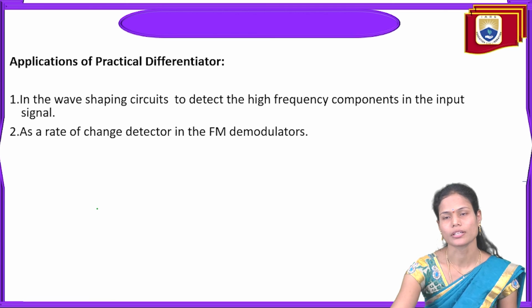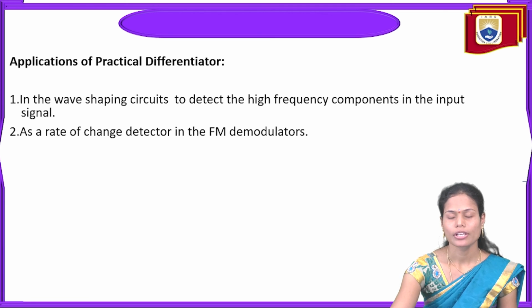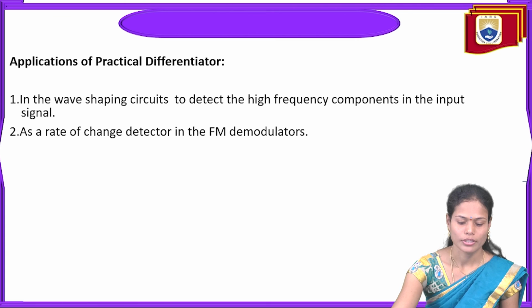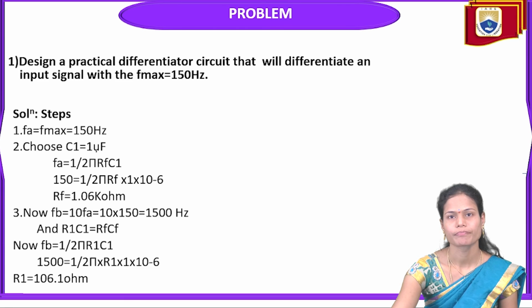So now we'll see one example related to this. Before going to that, where can we utilize this practical differentiator? Generally, to design any wave shaping circuits. In that, to detect any high frequency components in the input signal, we will utilize this. And also in the FM demodulators, in order to see the rate of change of the detector, we will utilize this practical differentiator circuit.